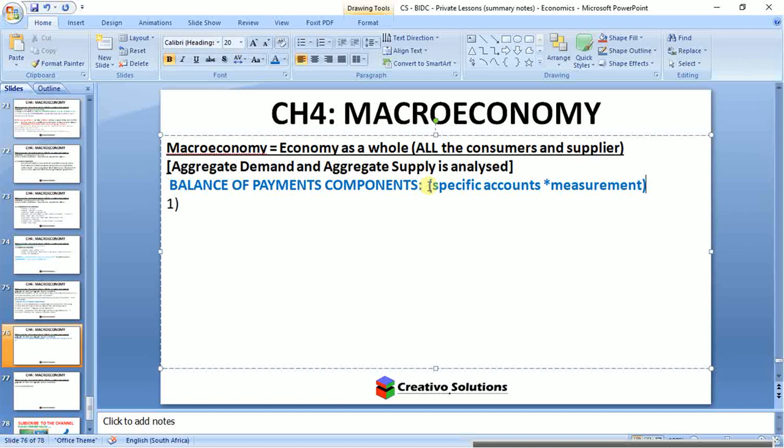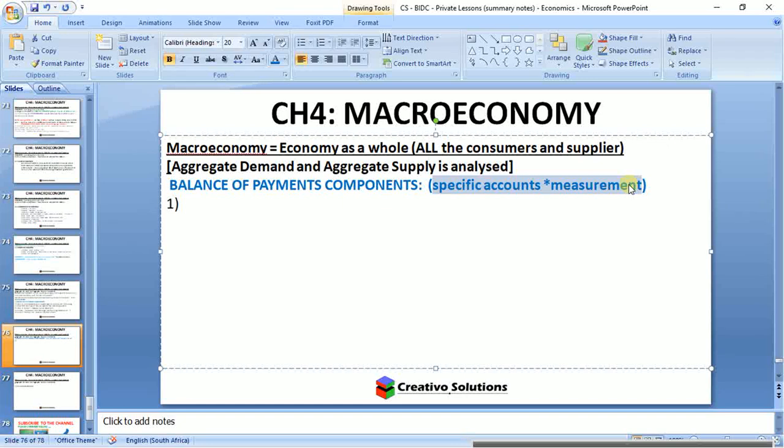So what's the balance of payments component? It's still the same thing. Same topic, just looking at a slightly different thing, which is in brackets, specific accounts, asterisk, the measurements. So if I want to know how much a country is importing and exporting, I'm going to be looking at these components in terms of measurements. You can also look at a deficit or a surplus, which we'll discuss just now.